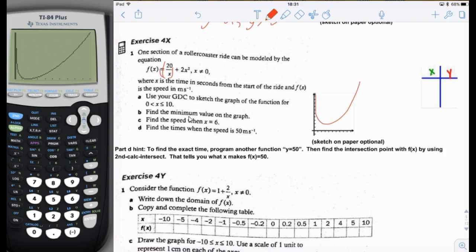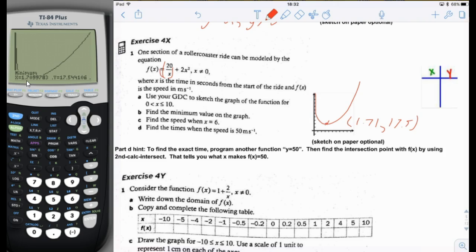Find the minimum value of the graph. So the minimum value would be this point here. We find the minimum with second calc minimum. We're going to put the left bound slightly to the left of the minimum. I can't even see it. Oh, there it is. Enter. And then we go a little bit to the right of the minimum. There we are. Enter. And the guess can be anywhere. And it says it's 1.71, comma, 17.5. So that is the minimum value right there.